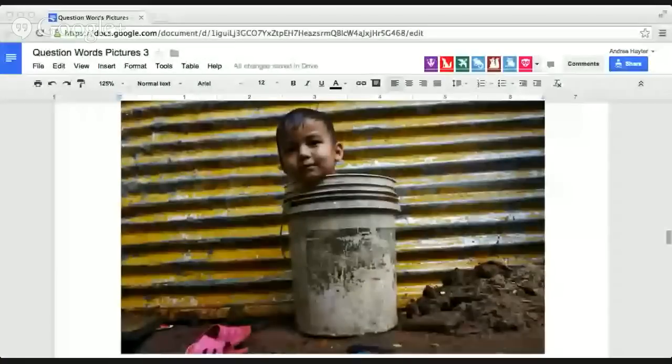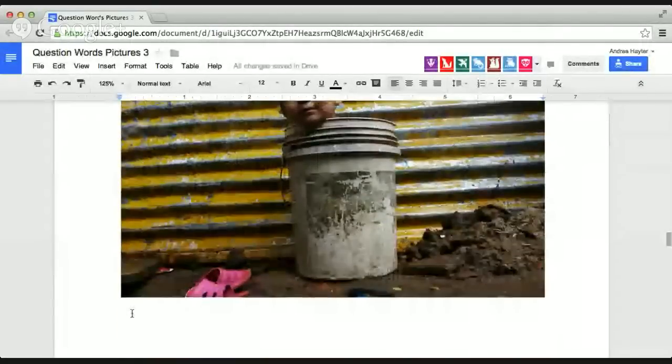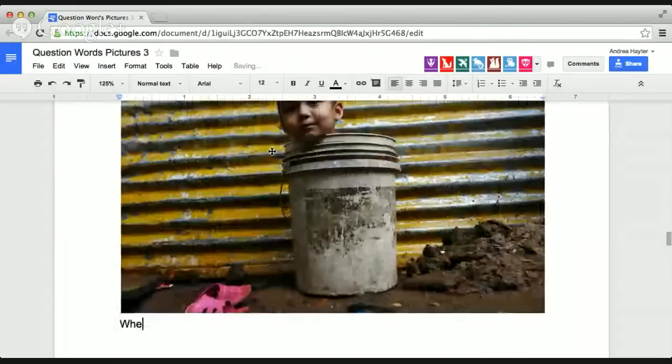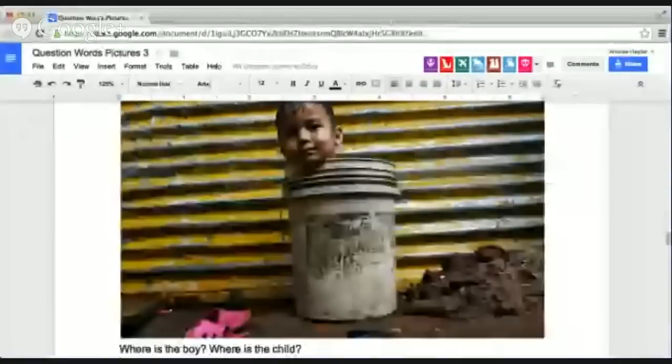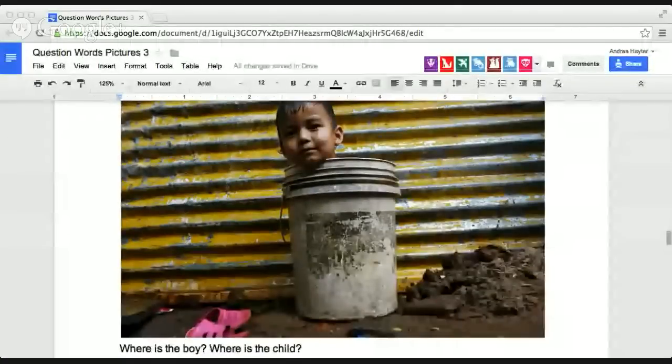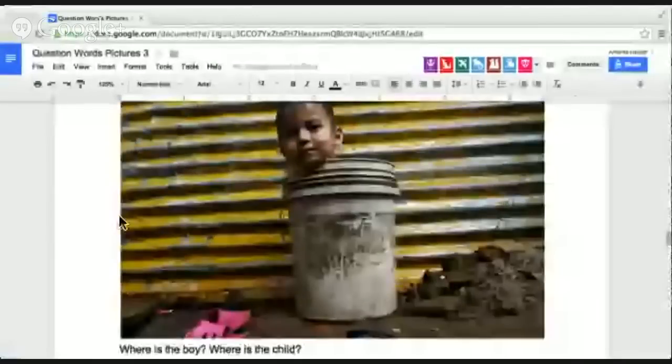Lots of questions. Daniel, can you give me a question for this one? Where is the children's body? Now, you can say, where is the boy? Just a boy, because that means a male child. Or just, where is the child? This is one person, so we call it a child instead of children. Okay, another question?